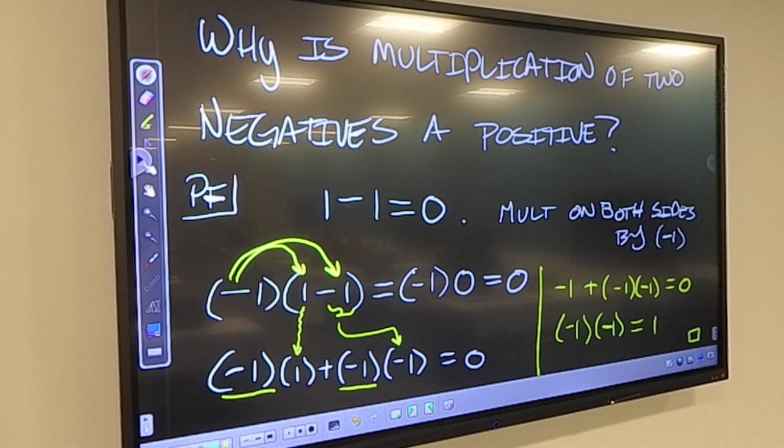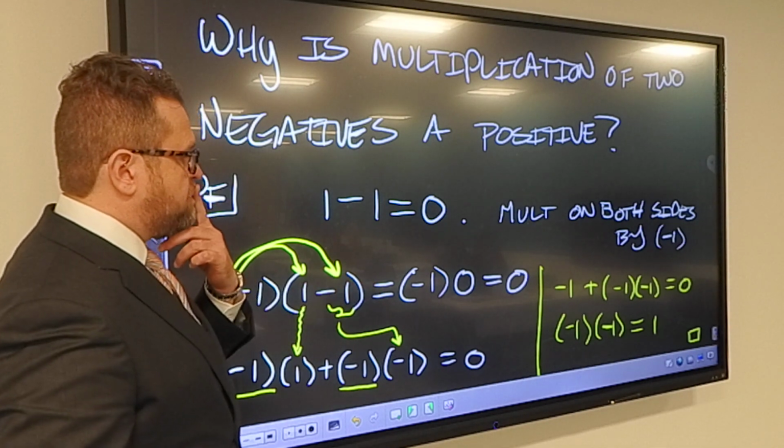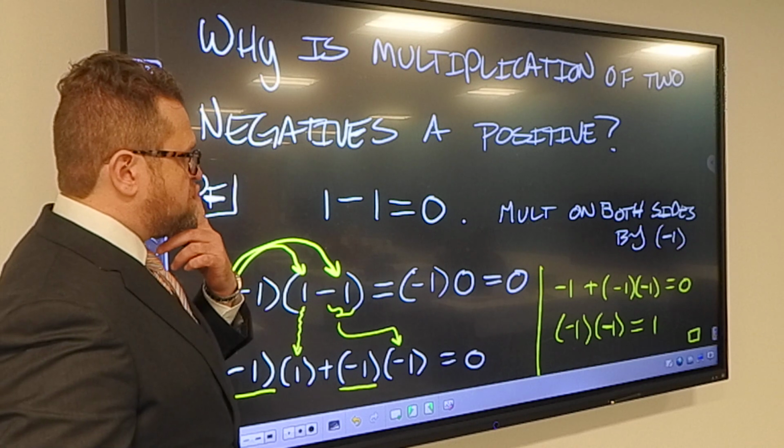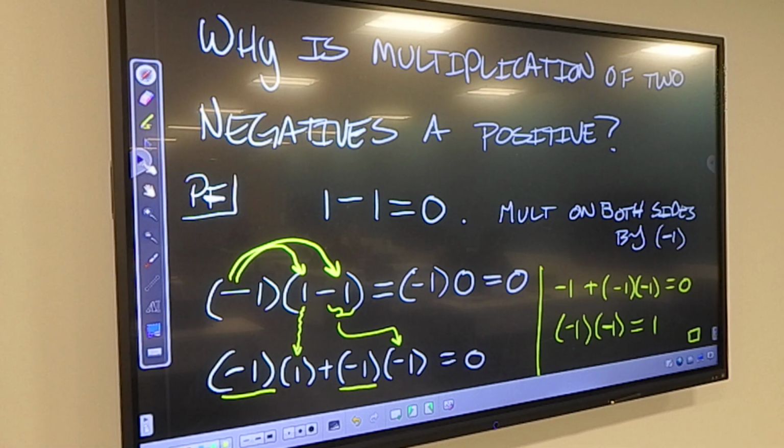It's just a force of nature. It must be the case. When you multiply two negative numbers, it's got to come out positive. And this is why. Even if it's not very exciting, it's just a fact of life.